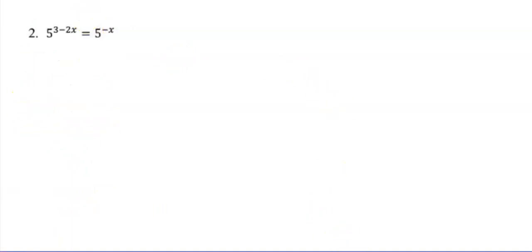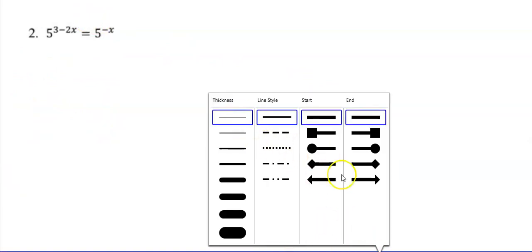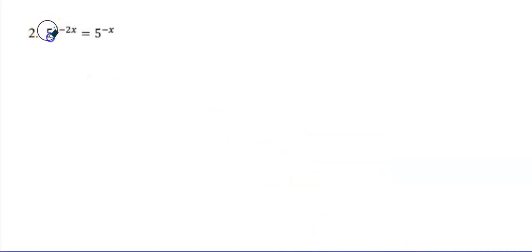So here I have two sides of an equation where the bases are equal again. So I can mark out the 5's. And if the bases are equal, the exponents are equal to each other. Be careful because I made the mistake of putting an x here the first time. So that's a negative x. Add 2x on that side. 3 equals x.